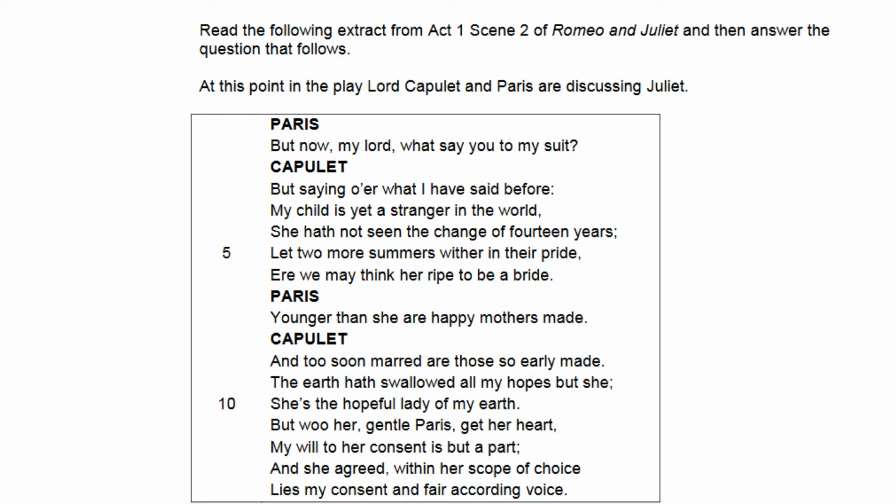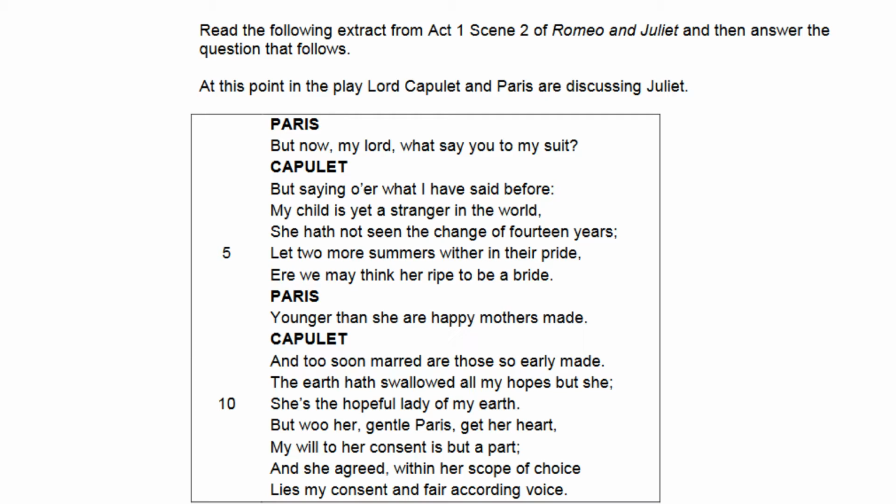The earth has swallowed all my hopes but she's the hopeful lady of my earth. But woo her, gentle Paris, get her heart. My will to her consent is but a part. And she agreed, within her scope of choice lies my consent in fair according voice. So notice that there are lots of rhyming couplets, closed couplets here. Choice, voice, heart, part. So that's really important to remember that Capulet here is very conclusive. He's almost decided. Not almost. He appears as a very decisive person at this point.